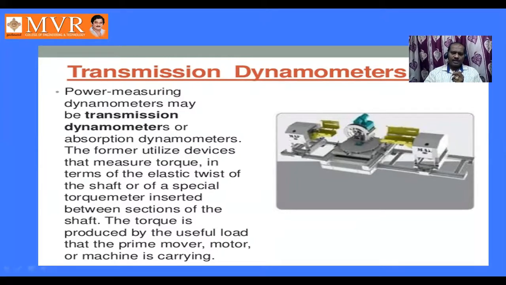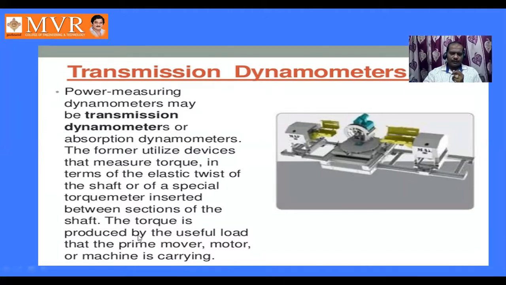As the power of the engine rotates the shaft, the transmission dynamometer utilizes devices that measure torque in terms of the elastic twist of the shaft or of a special torque meter inserted between the sections of the shaft. The torque is produced by the useful load that the prime mover, motor or machine is carrying. So in between these two shafts, we are going to keep our torque meter and torque can be known. So how can we keep this torque meter? A torque meter can be placed between two shafts in many ways. Those we are going to discuss in this class.